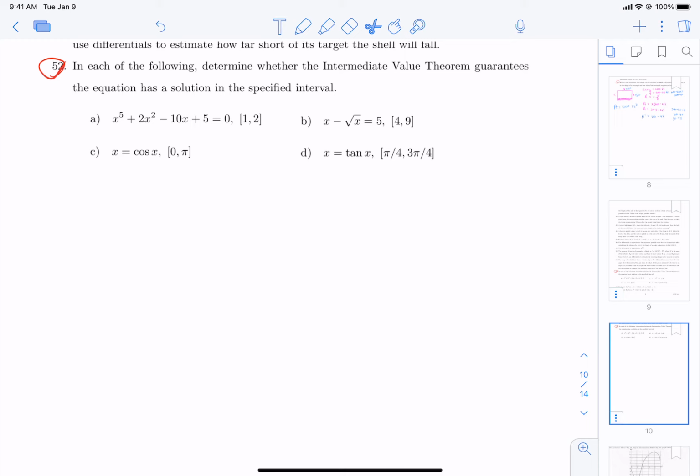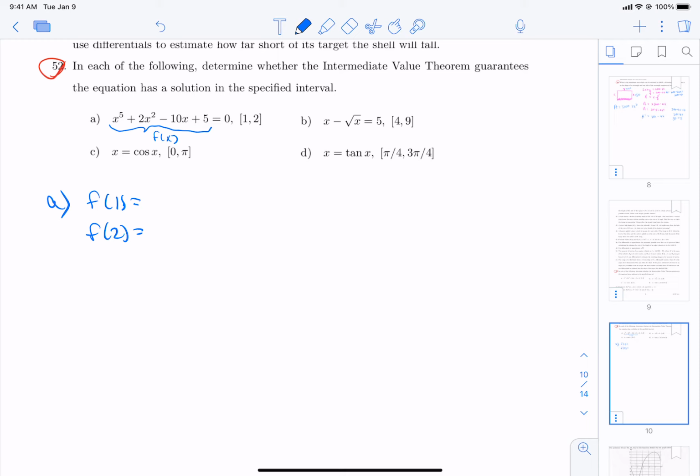Okay, so let's start with A. It has to be equal to 0, and it has to be continuous. That's a polynomial. It's continuous from 1 to 2. There are no breaks, holes, jumps, or gaps. Okay, now we're going to call that f of x. We're going to plug in 1. We're going to plug in 2. If one of the values is positive and the other is negative, you say yes.